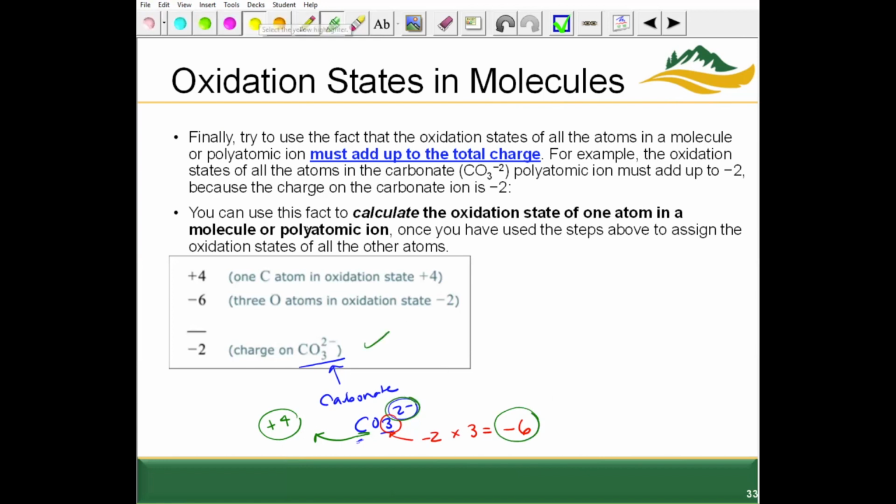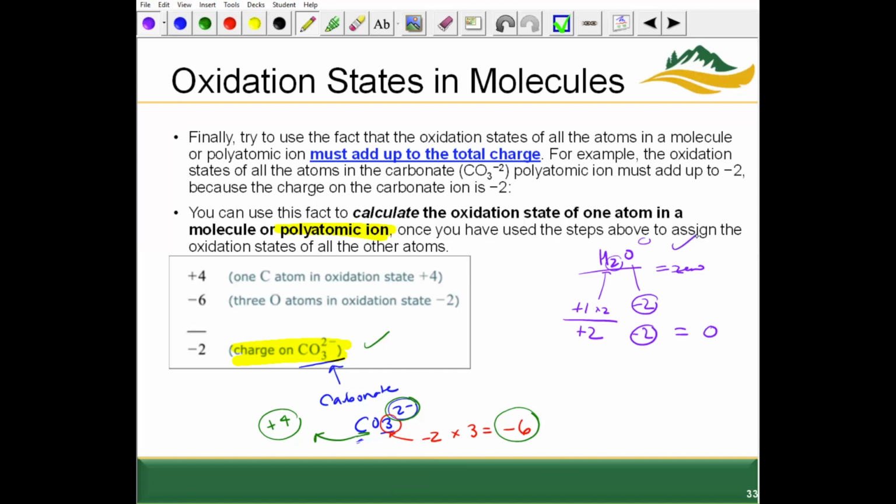So we worked with a polyatomic ion here, carbonate. What about a neutral water molecule? Well, this should all add up to 0, right? Because this is not charged. So oxygen, usually -2, hydrogen, +1. There are 2 of them, so this is +2 and -2. This does sum up to 0.